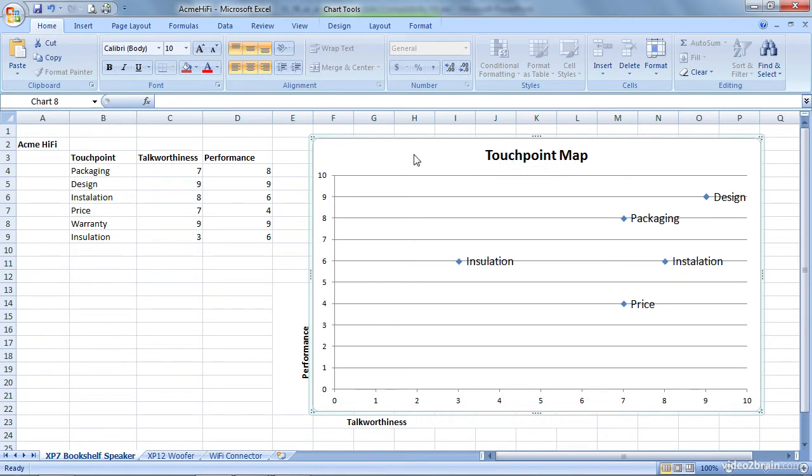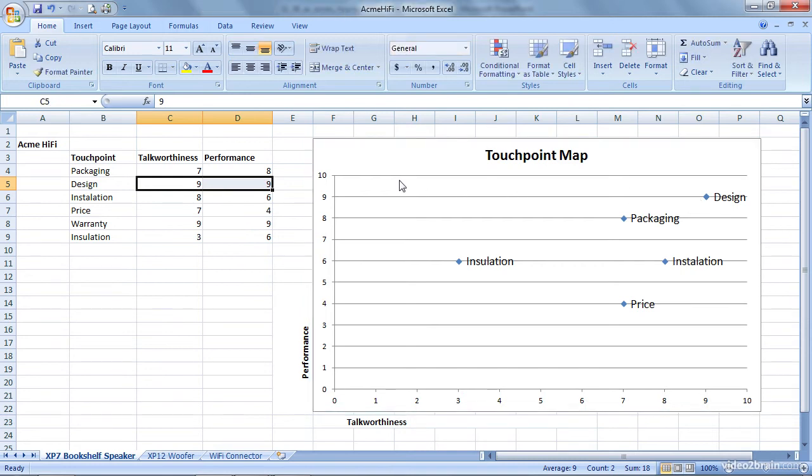So now over here on our touch point chart, if we turn to the chart itself, I've used Excel, by the way, to do this. You can use a plain piece of paper, you can use Excel, you can use a variety of tools to create your chart. On our touch point map, I've plotted each of the points. So my insulation, here's my 3 talk-worthiness and my 6 performance. On my design, here's my 9 talk-worthiness, and my 9 in terms of performance.